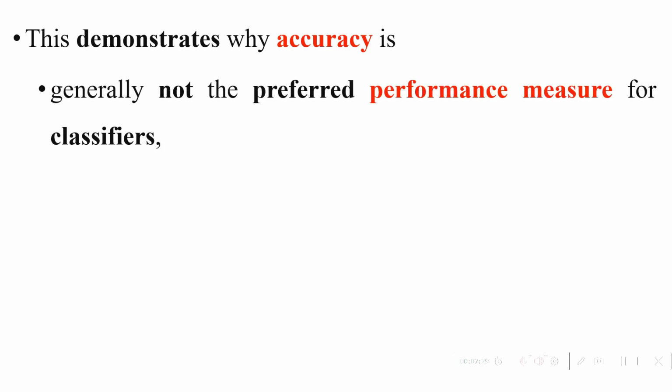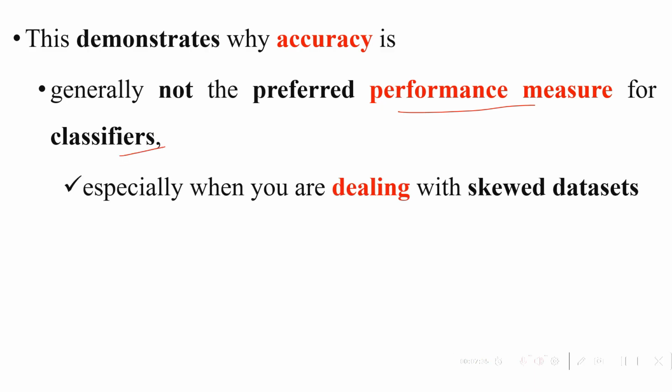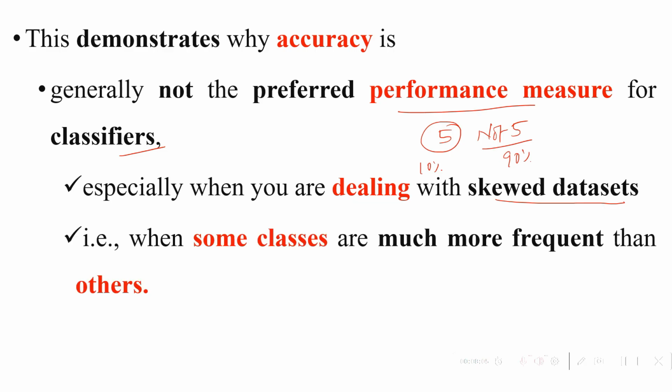This demonstrates why accuracy is generally not the preferred performance measure for classifiers, especially when you are dealing with skewed data. Here the 5 data contains only 10% of the data and the not-5 data contains 90%. There is no equal distribution of the 5 and not-5 classes, which is why this is called a skewed dataset. So accuracy is not the perfect performance measure when some classes are much more frequent than others.